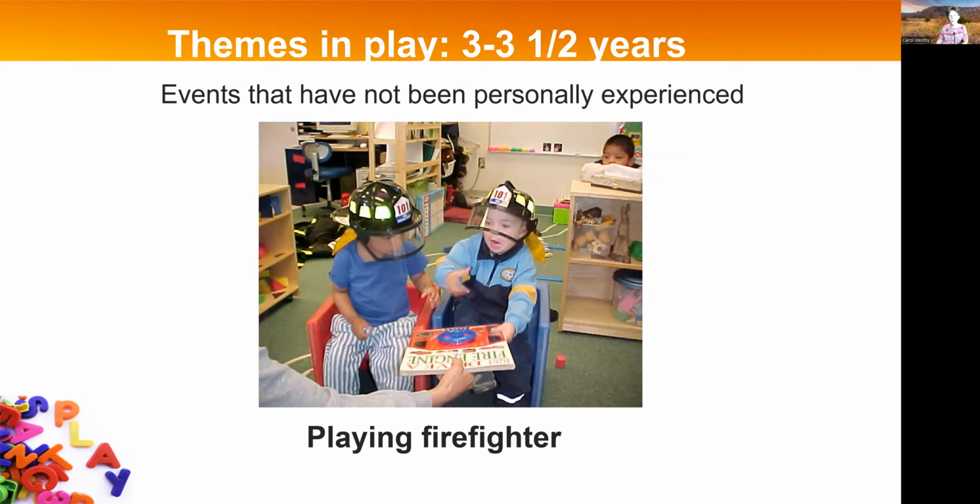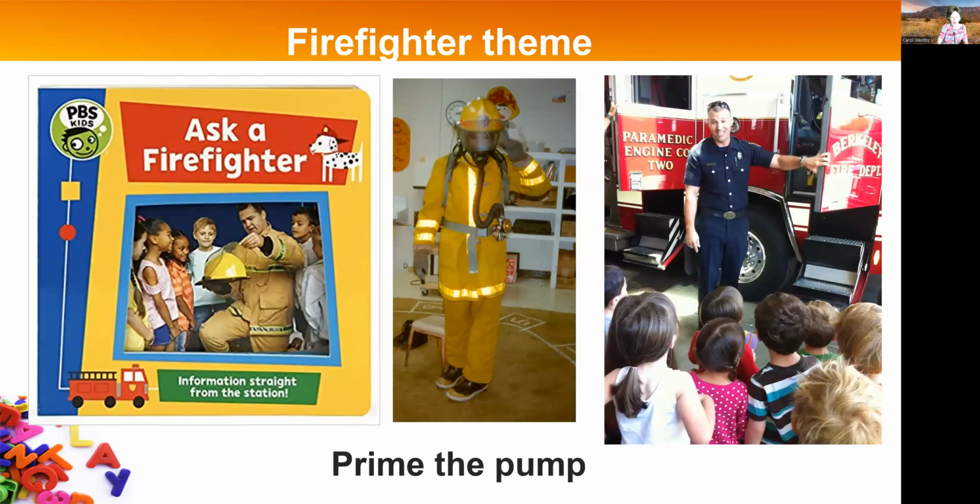3.5-year-olds begin to pretend at themes they have not personally experienced. They've seen it in the community on TV. They've read stories about it. For many of the youngsters, these are firefighters or police officers. For play at this level, you have to provide experiences to prime the pump so they have ideas of what to do. So using books or having a fireman visit the school or taking the youngsters to the fire station.